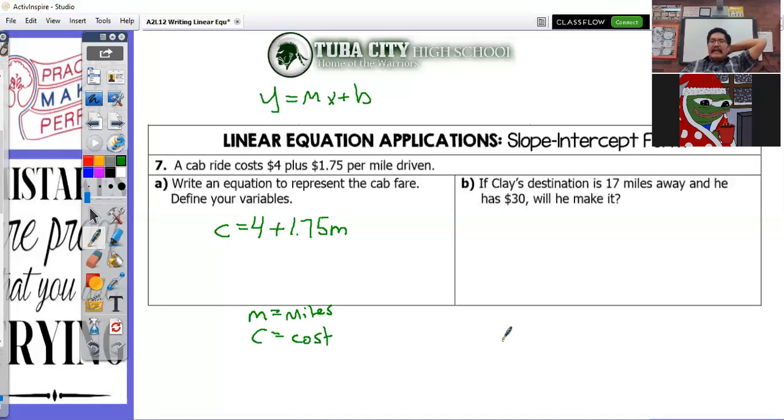Now, if Clay's destination is 17 miles away, and he has only $30, will he make it?